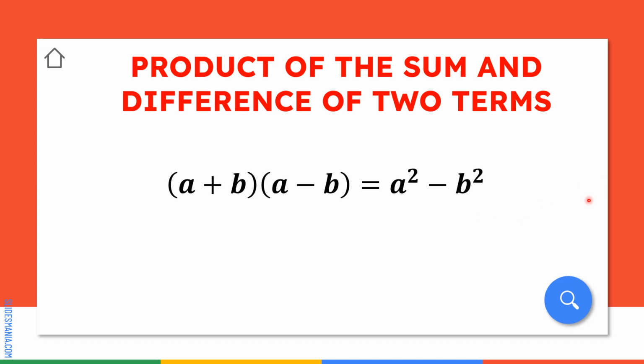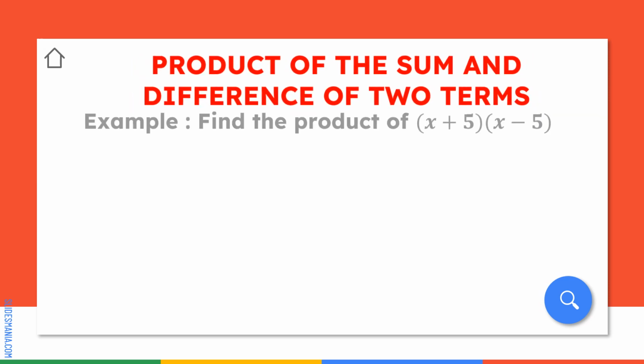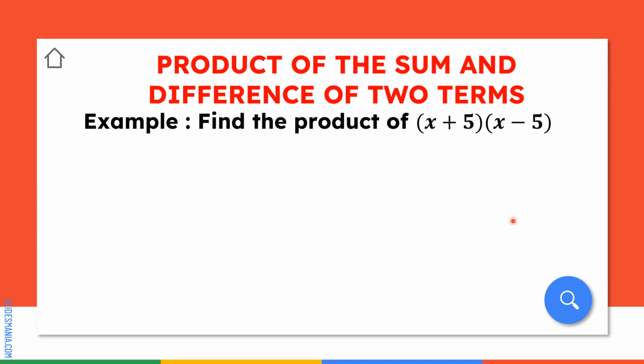Let's try to apply this into practice. Let's have this example. Find the product of x plus 5 times the quantity x minus 5. As you can see, the first term is the same as the second term. So we can use the special product to solve for this.